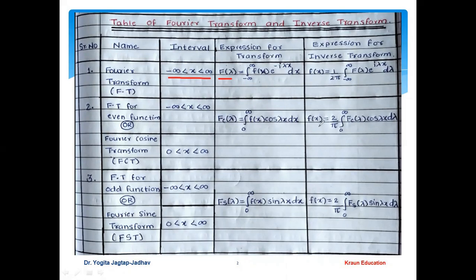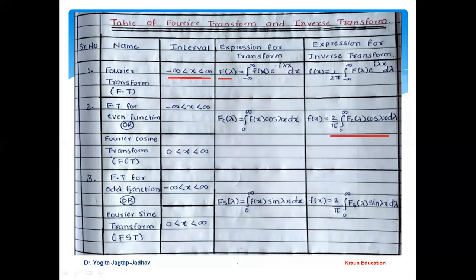The inverse Fourier cosine transform of Fc of lambda is defined by this integral, that is f of x is equal to 2 upon pi integration from 0 to infinity Fc of lambda cos lambda x d lambda. Here we are integrating with respect to lambda so that we get a function of x at the end.